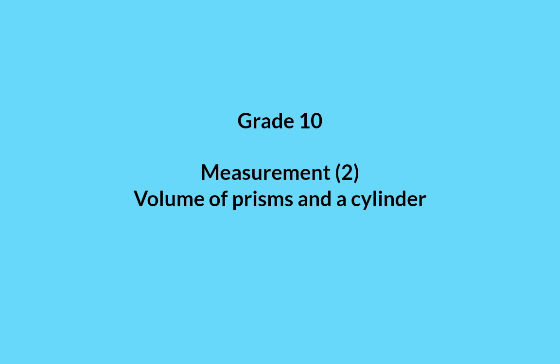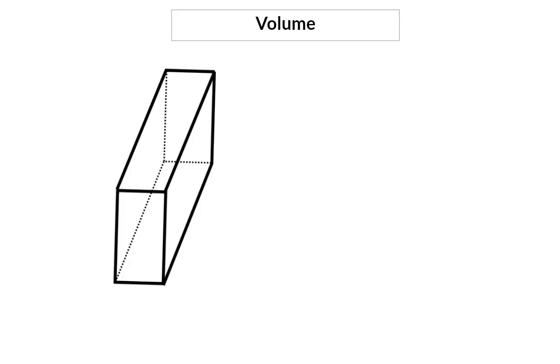In this video, we're going to have a look at the volume of prisms and a cylinder. To calculate the volume of a prism, you first need to know that a prism is formed by taking two identical faces and connecting them with perpendicular sides. The distance between these two faces will determine how big the volume of this prism will be.